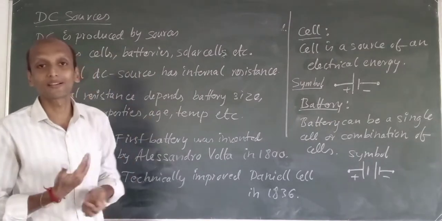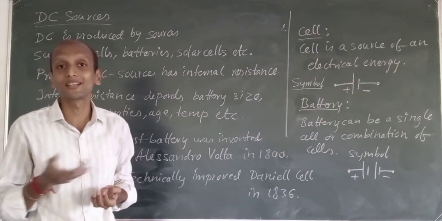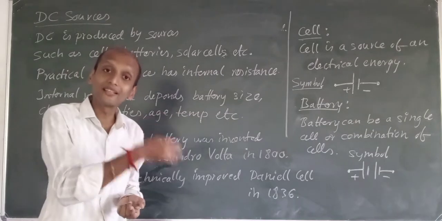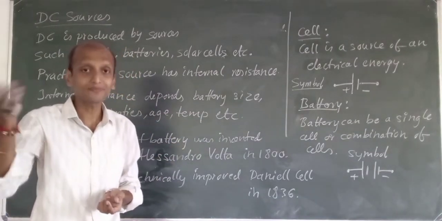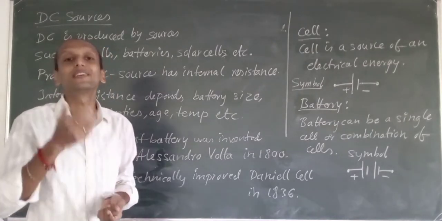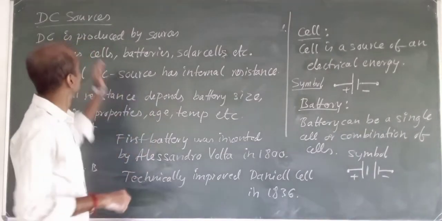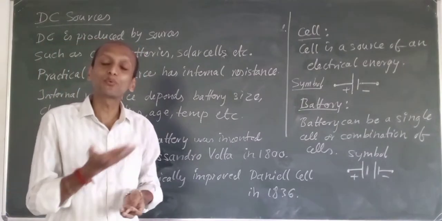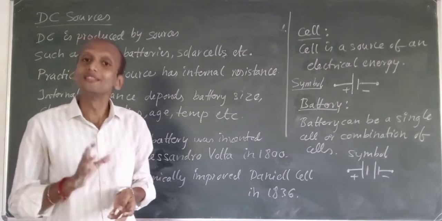Now coming to DC sources, direct current sources. We are all aware of direct current sources, isn't it? We have batteries, we have cells, we have solar cells. All these are examples of DC sources. They give DC voltage, from cells, batteries, and solar cells. So now, what is a DC source? A DC source is a thing which supplies DC voltage or current to a load in a circuit.